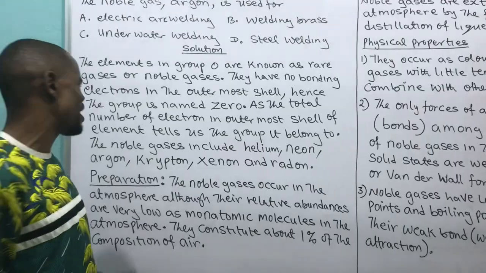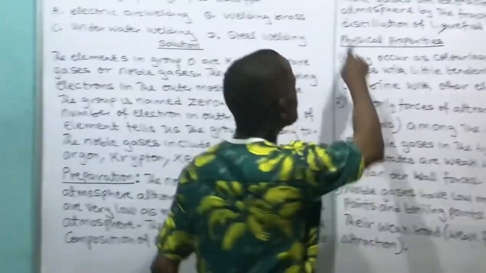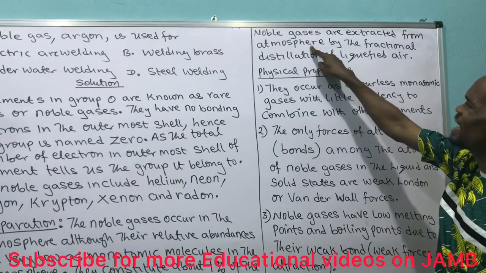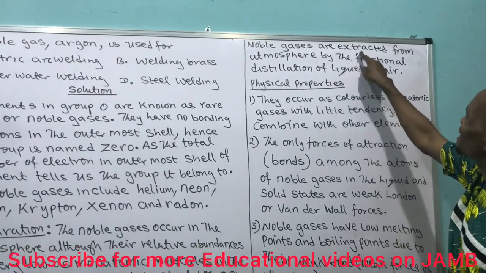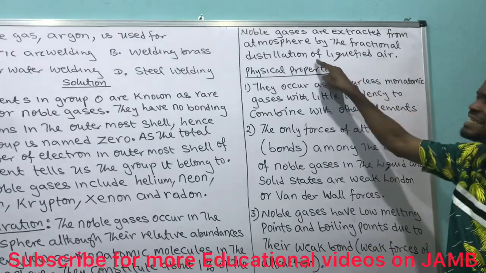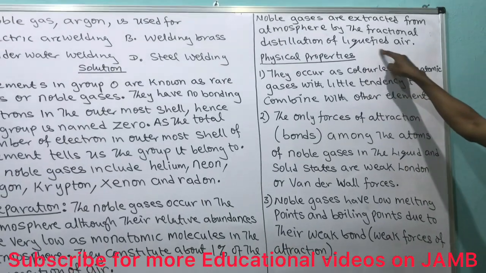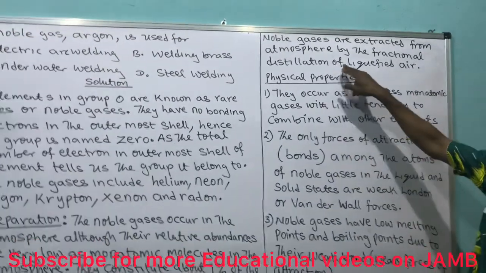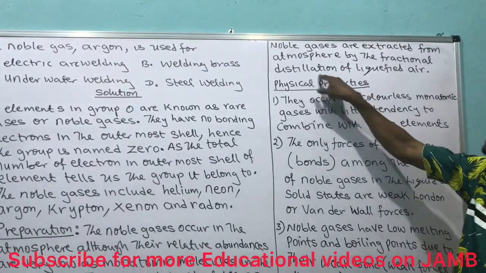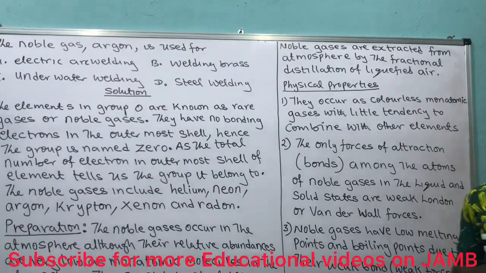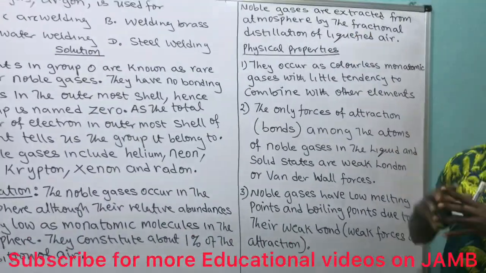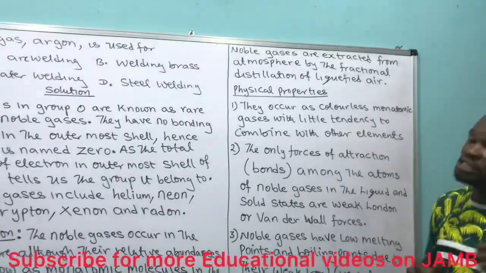But now, how do we prepare noble gas? We say noble gases are extracted from the atmosphere by the fractional distillation of liquefied air. We said fractional distillation of liquefied air. That's where we obtain the noble gases. Noble gases are obtained from air because air contains noble gases.